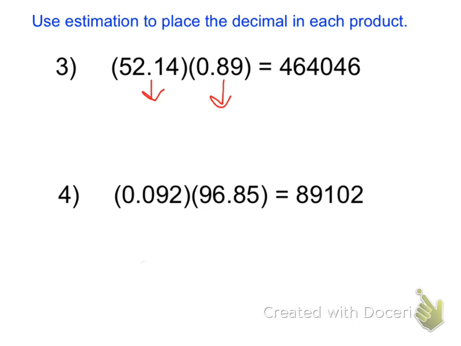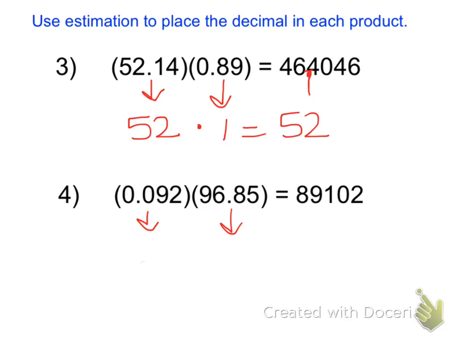Then let's just do that one more time. Round those numbers to what you think. The first one I'd round to 52. Second one, the nearest whole number is 1. So 52 times 1, I can easily make it 52, and I know right away where my decimal is going to go up here, probably right there. So 46.4046.